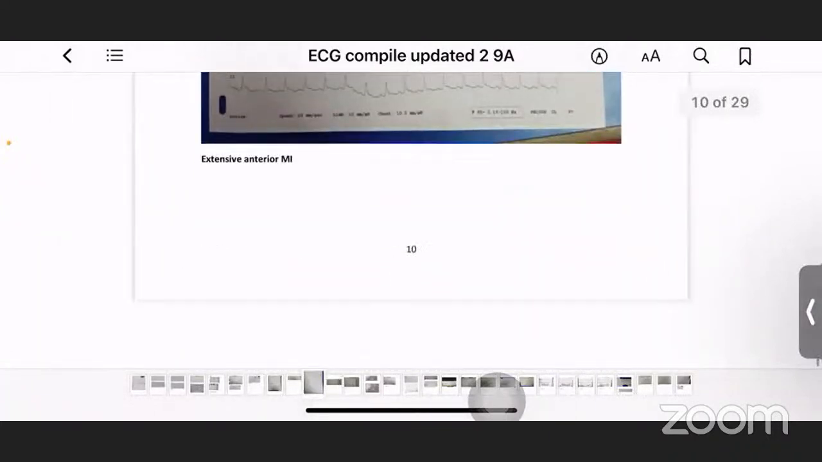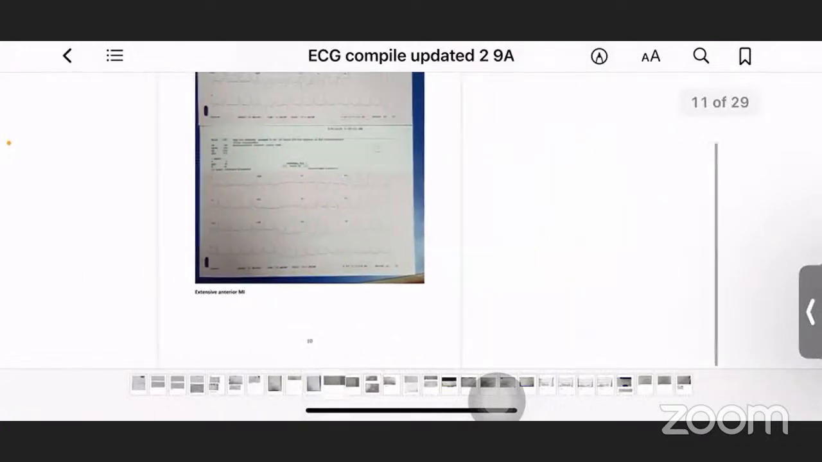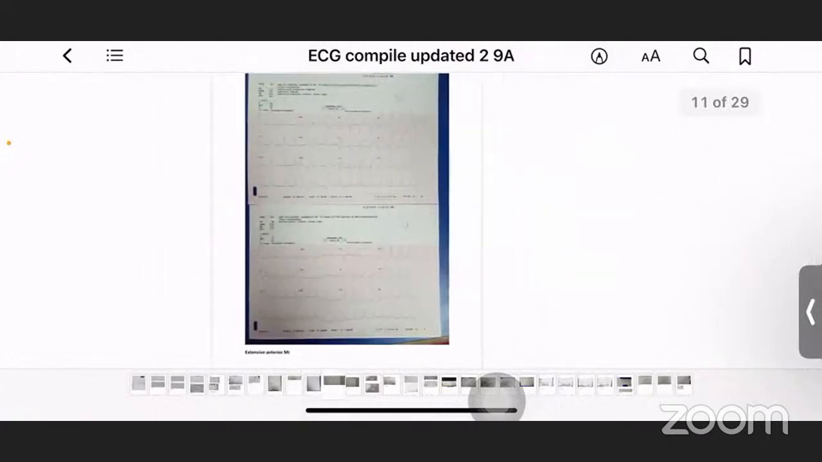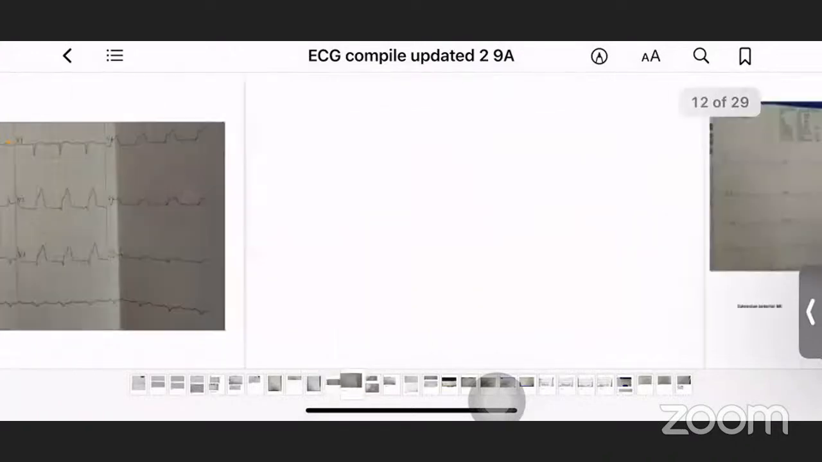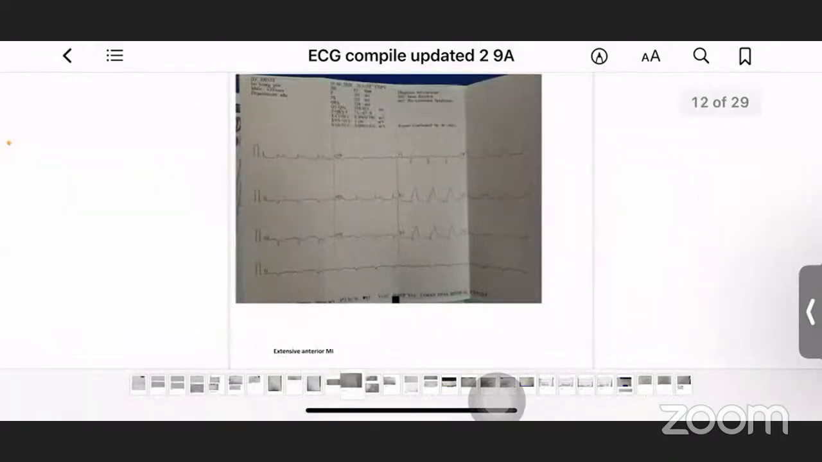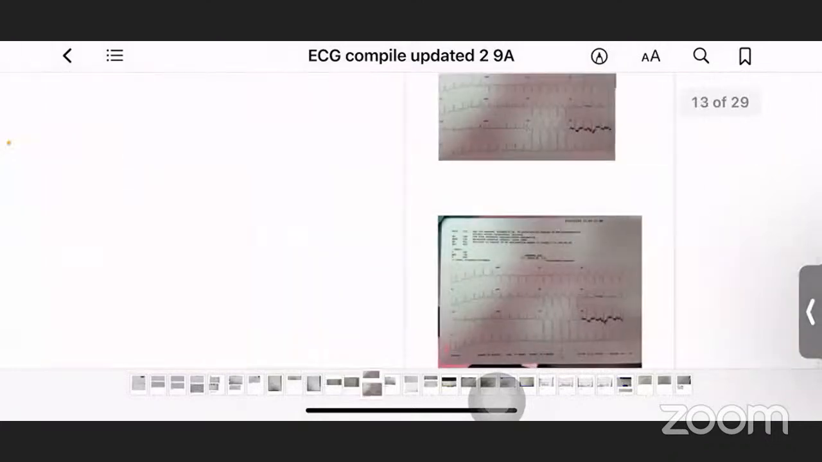Okay, 2 more. I'll show you 2 more. This is the same, extensive anterior.